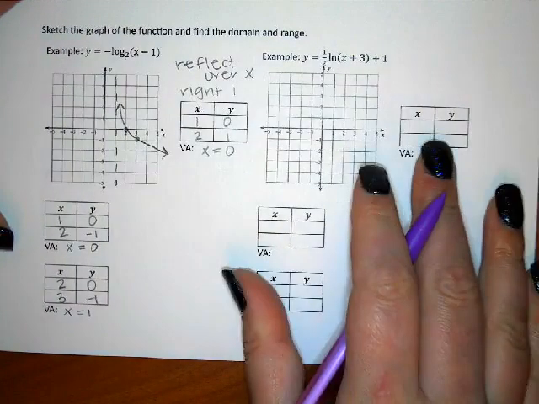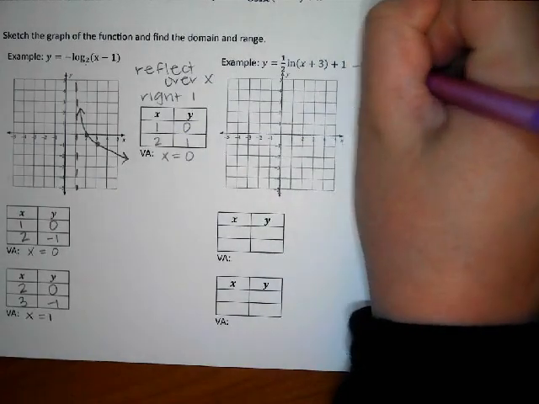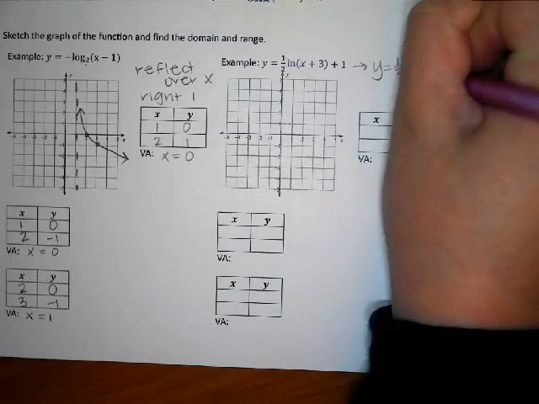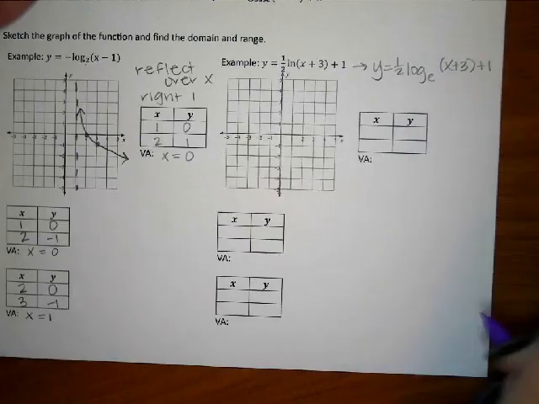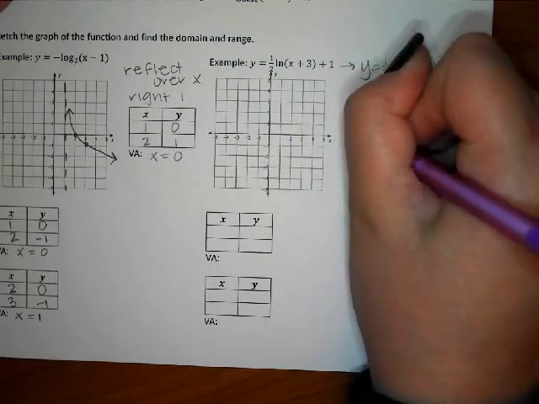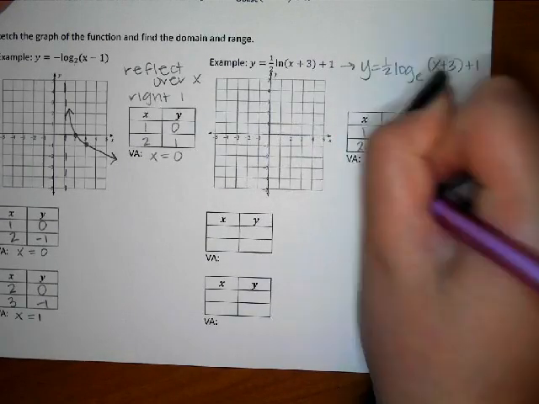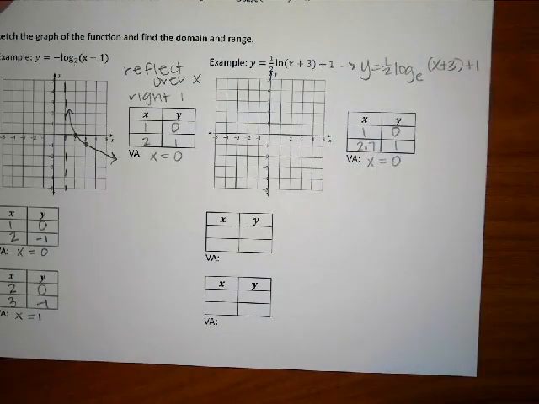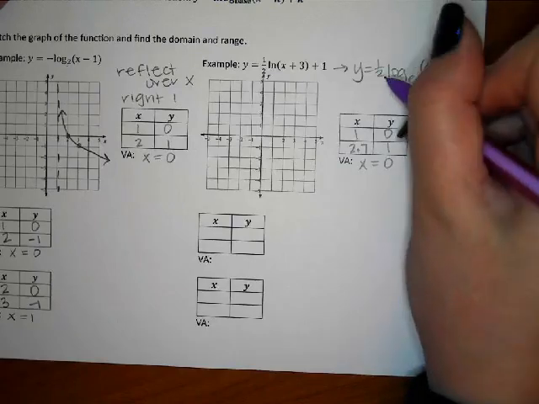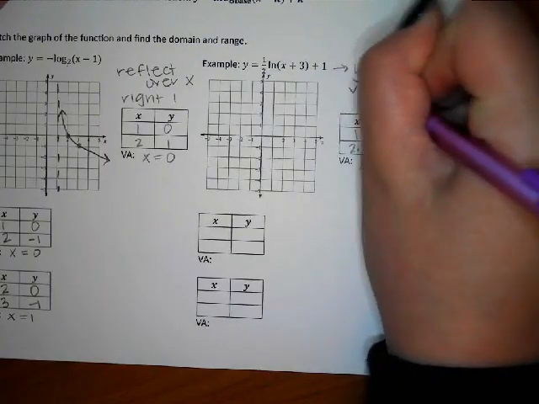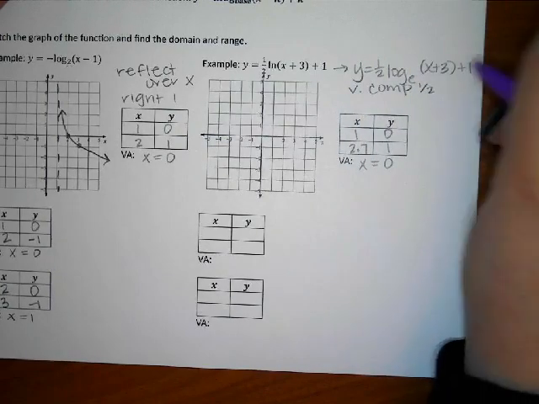All right, for the next one, we can think of this as y equals 1/2 log base e of (x plus 3) plus 1. And so my starting points are (1, 0), and then the base, (2.7, 1), and a vertical asymptote at 0. So I have 3 transformations. This graph has been vertically compressed, or vertically shrunk, by 1/2. It has shifted to the left 3 and up 1.